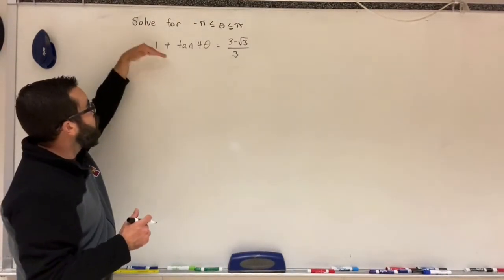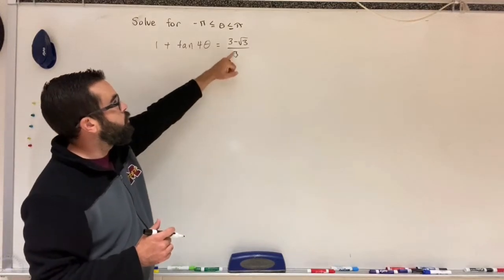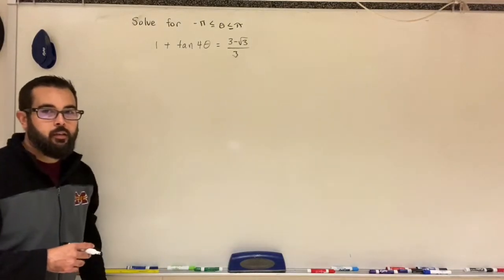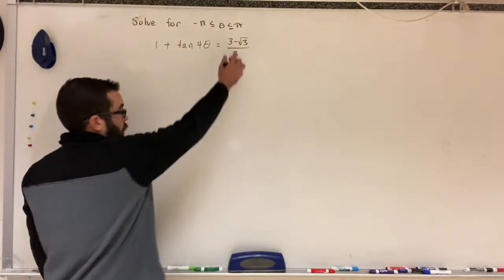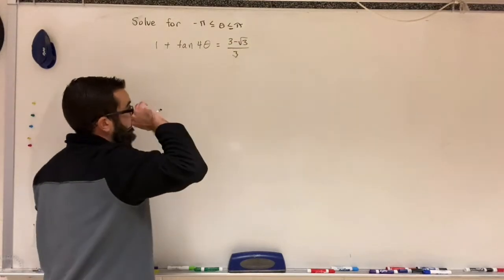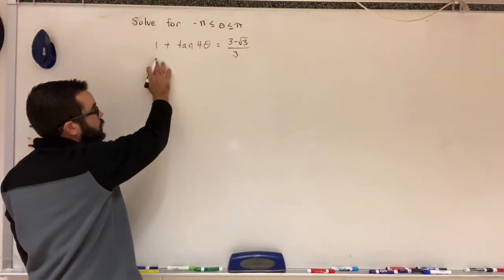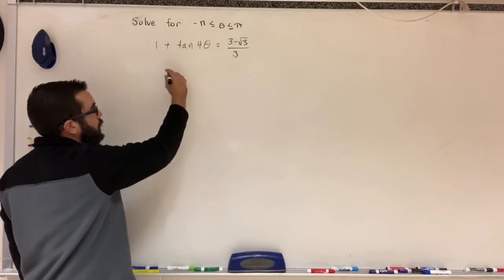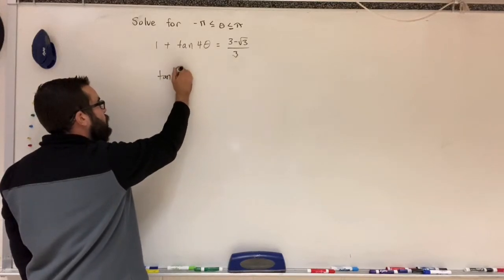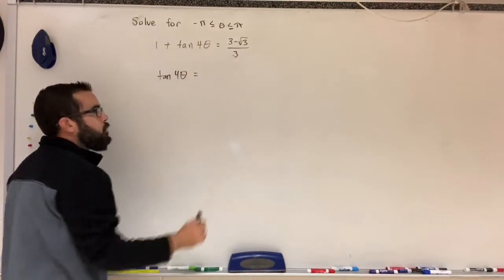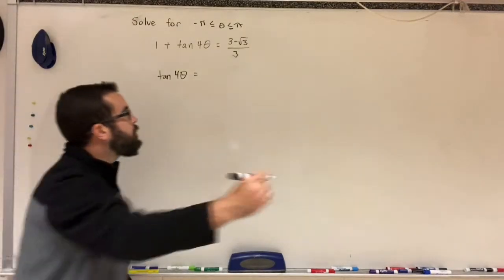So here's the problem. 1 plus tangent 4 theta is equal to 3 minus square root 3 over 3. Don't be intimidated by this problem. This fraction is not that scary once we work with it. So we're going to start by subtracting 1 from both sides. Okay, so we'd have tangent of 4 theta is equal to, now off to the side I'd do this.